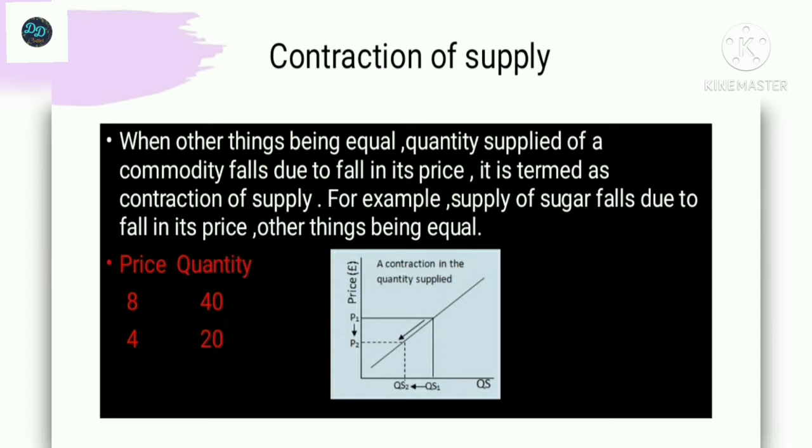For example, the supply of sugar falls due to a fall in its price, other things being equal. We take the same sugar example here also. The price is 8 and the quantity is 40. The price is 4 and the quantity is 20. So here the price falls from rupees 8 to rupees 4 per unit, and the quantity supplied falls from 40 units to 20 units. It shows the movement from the upper point to the lower point, but on the same supply curve. So this is a change in quantity supplied.